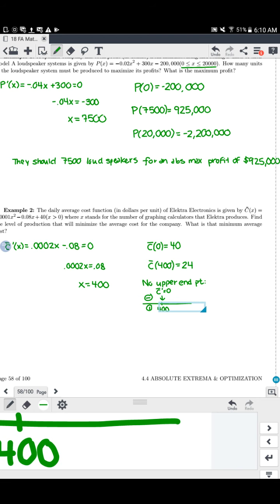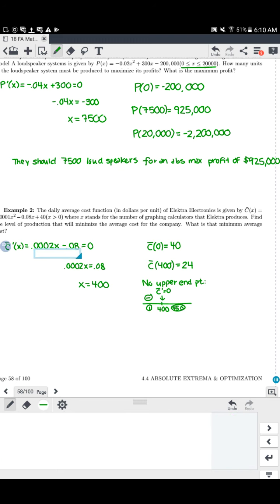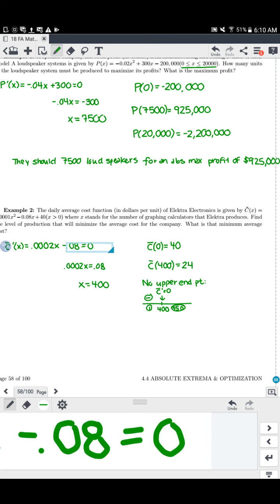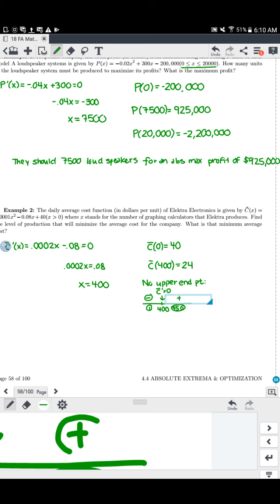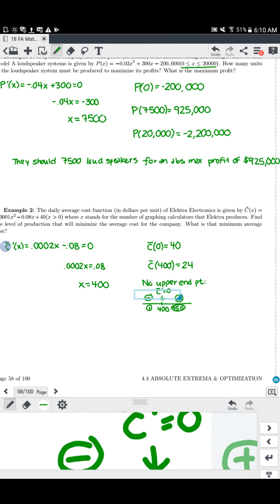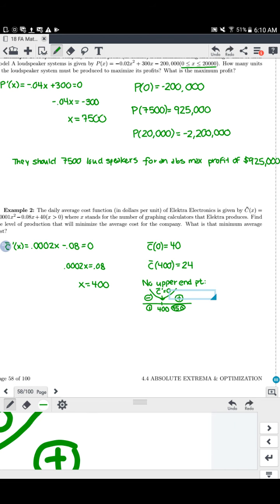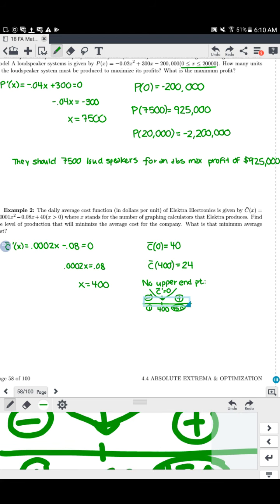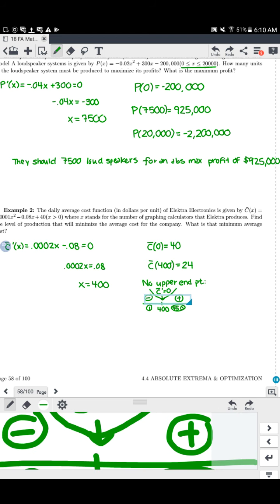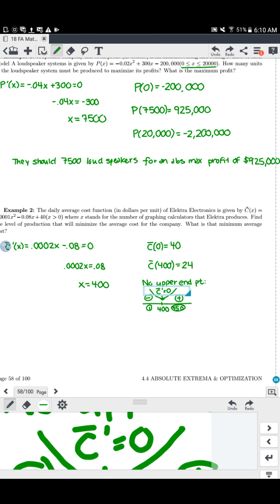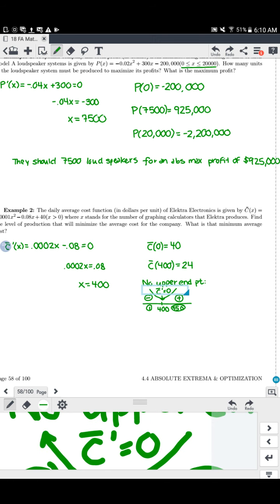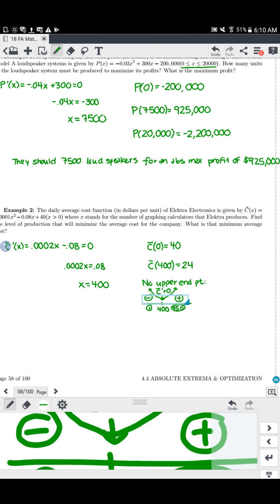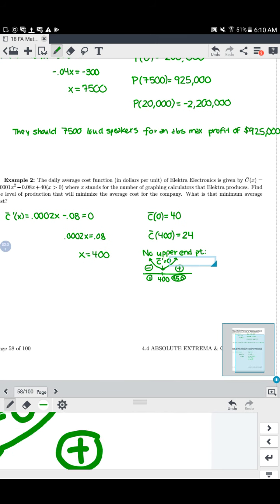If you plug in anything after 400, maybe I'll just plug in 450, 450 times 0.0002 minus 0.08, that's going to be a positive number. So I am decreasing and then increasing. So I definitely have a relative min here. And I just want to figure out, is it an absolute min? Well, let's compare it to the end behavior. So comparing my relative min to my absolute min, I'm looking at my end behavior, and on both sides it's going up. So this relative min is going to be the absolute lowest point.